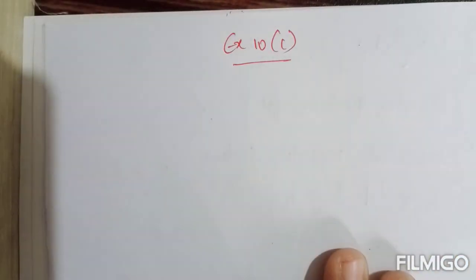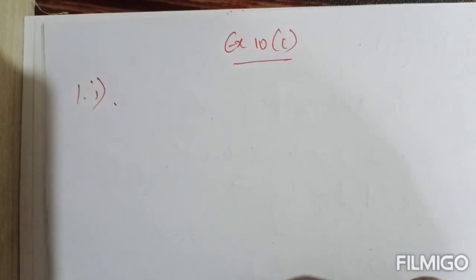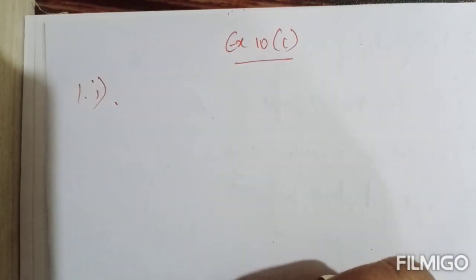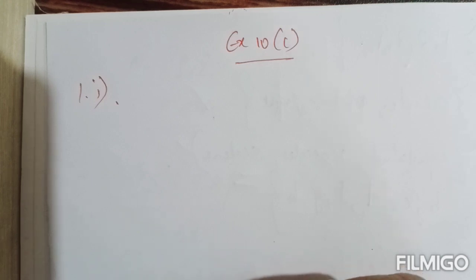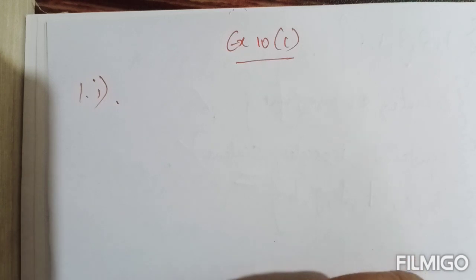Exercise 10C. First one, write each of the following sets in the roster form. So roster form means we have to write the actual elements of the set, separating them by commas. So first one, write the set of 5 numbers, each of which is divisible by 3. You have to write the 5 numbers which are divisible by 3.